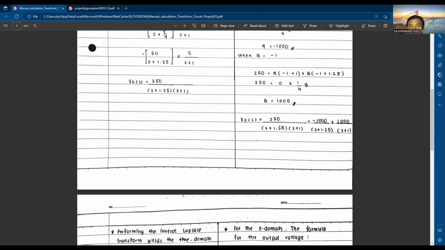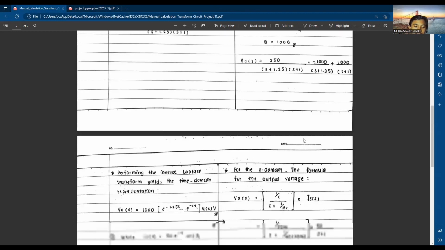So for the V out in frequency domain, we get 250 divided by S plus 1.25, S plus 1, equal to this. We put the values of A and B that we get from here in here: negative 1000 over S plus 1.25 plus 1000 per S plus 1.